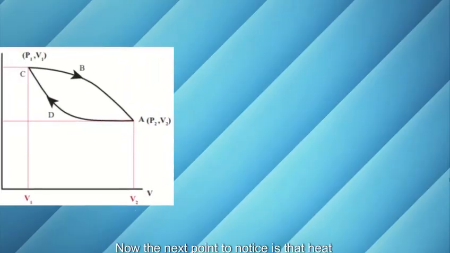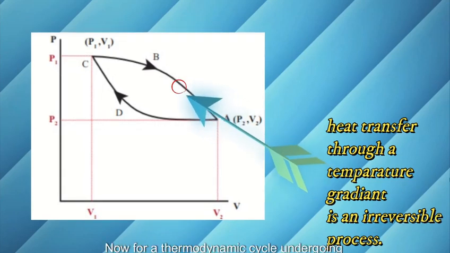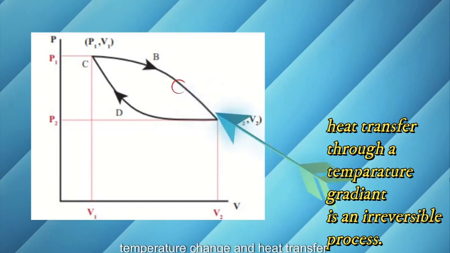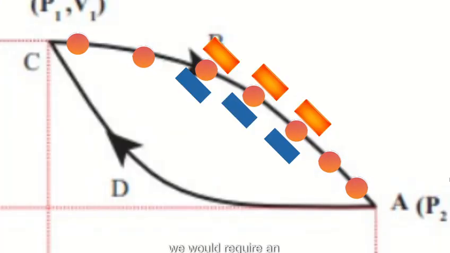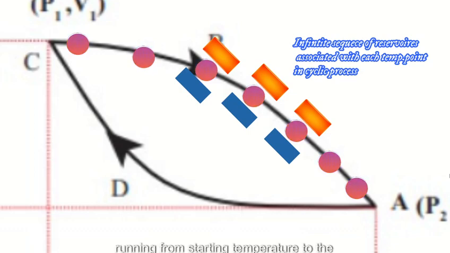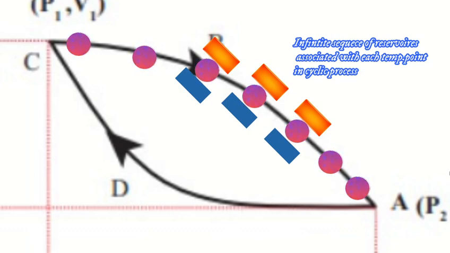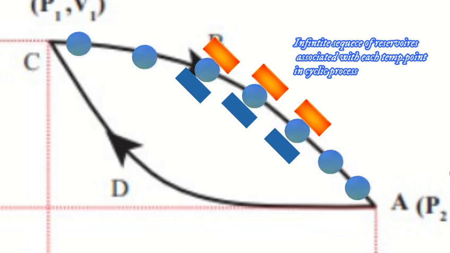Now the next point to note is that heat transfer through a finite temperature difference is always an irreversible process. Now for a thermodynamic cycle undergoing temperature change and heat transfer simultaneously, for the cycle to be reversible, we would require an infinite sequence of constant temperature reservoirs running from starting temperature to the ending temperature along the length of the process, such that at each point the temperature difference between the system and the reservoir is tiny along each step of the process path, so that the heat transfer occurs reversibly.